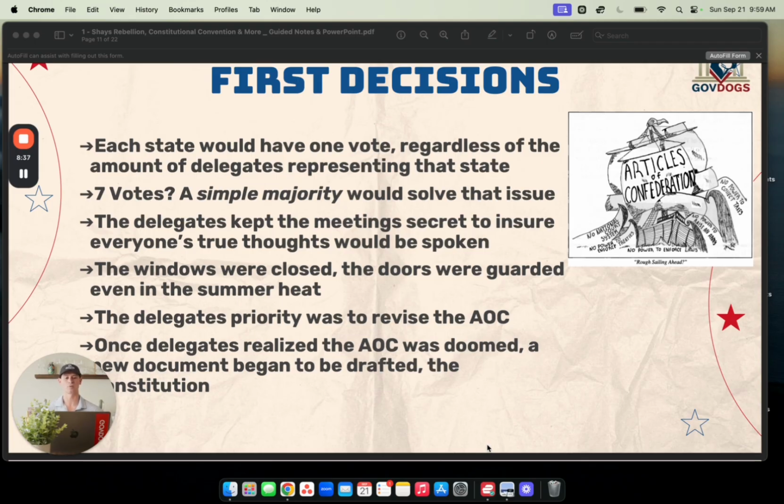The delegates' priority was to revise the Articles of Confederation, okay? But once the delegates realized the AOC was doomed, a new document was drafted, and this is the Constitution. So theoretically, these guys committed treason during the Constitutional Convention because they took the active government of the United States, crumpled it up, threw it out the window, and started fresh, all right? Now, it was going to take way too much work to actually revise the Articles. It's a lot easier just to start from scratch, and this is the birth of the Constitution.